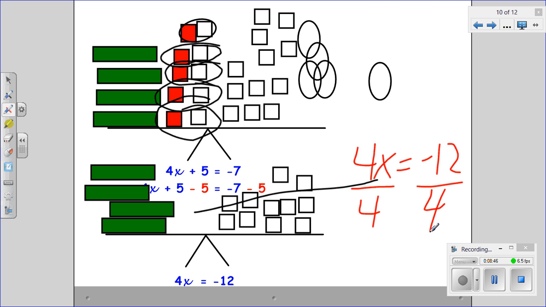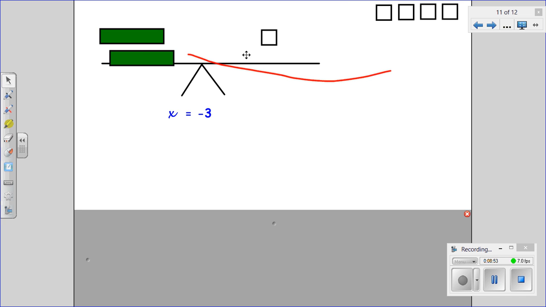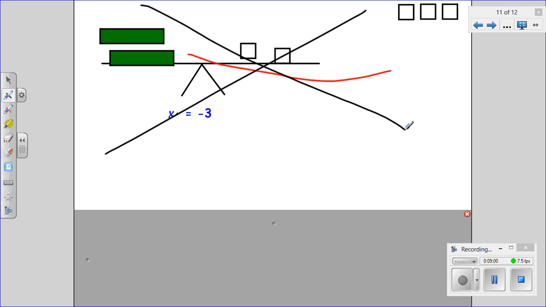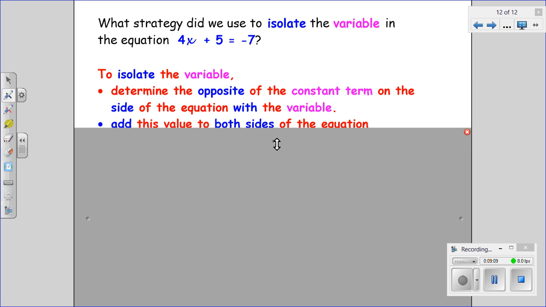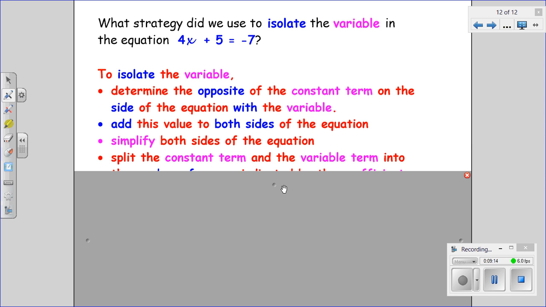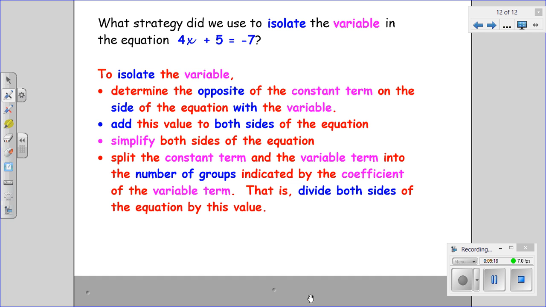I could have taken the time and stacked my x's on top of each other and put 4 x's neatly on top of each other and given each one 3 tiles, but we're not going to do that, okay? Because we don't need this. We already know what to do. So what did we do first? The first thing we did was get rid of that +5 by adding -5. And then we simplified both sides. And then we split the constant term and the variable into the number of groups by dividing.